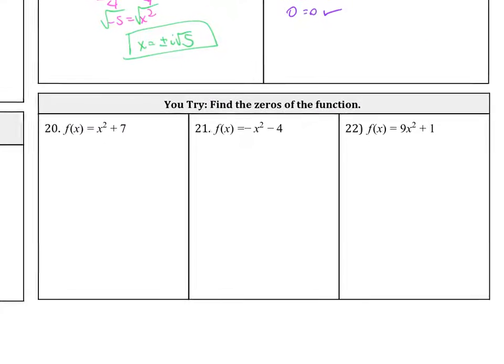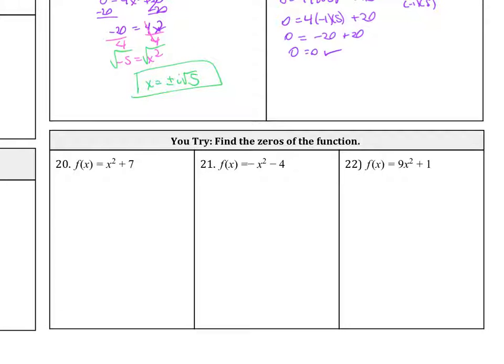So go ahead and try number 20, 21, and 22, finding the zeros of the function. You're just solving, and in this case we're solving by square roots. So for number 20, you would get x equals plus or minus i root 7. For 21, you get x equals plus or minus 2i. For number 22, you get x equals plus or minus 1/3 i. Okay, so let me work through these.